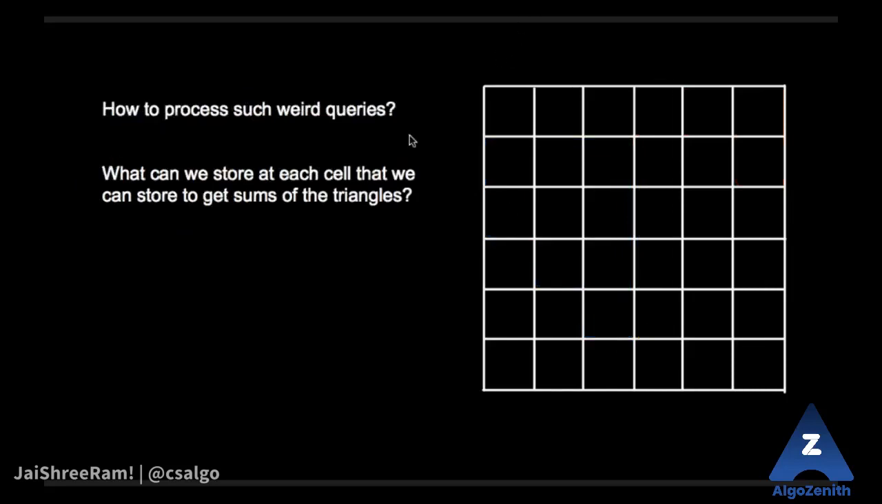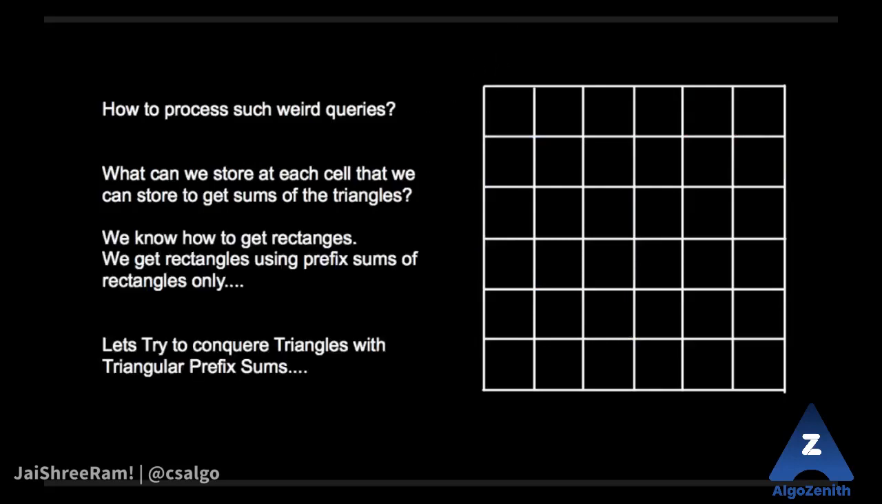So how to process such weird queries? We can process rectangles and such, but how do we find the sum of triangles in a 2D matrix? For rectangles, we took rectangles from 0 comma 0 to that point and saved all these values as prefix sums, and then used that to construct any other rectangle. So to conquer triangles, we need triangles. So we keep triangular prefix sums at cells.